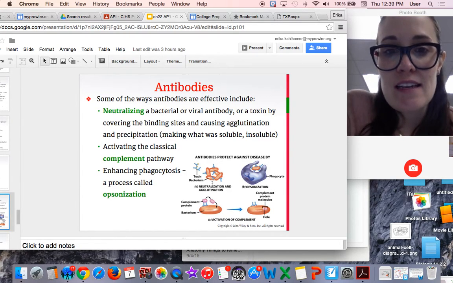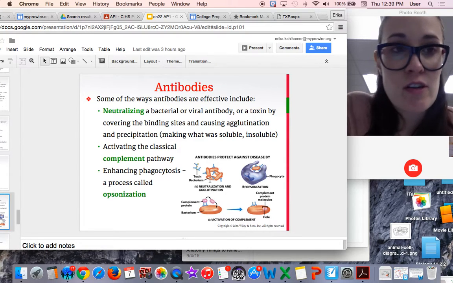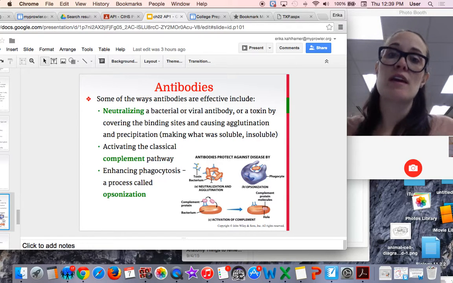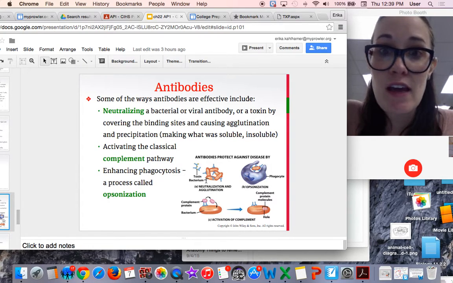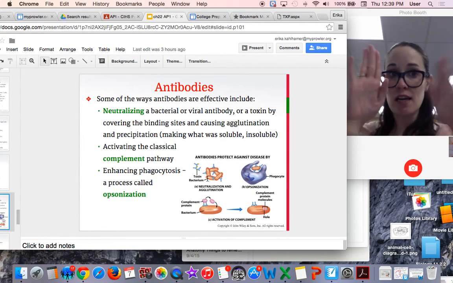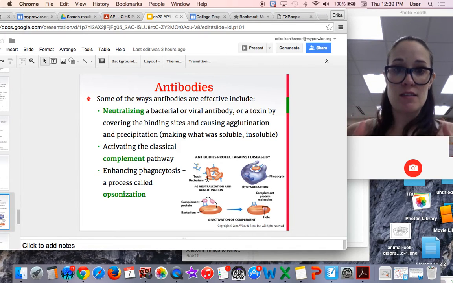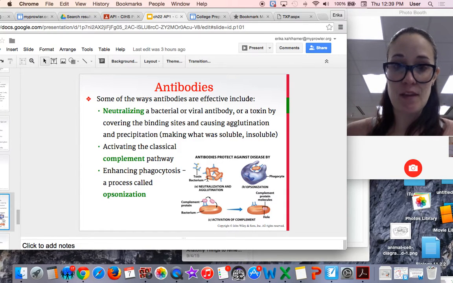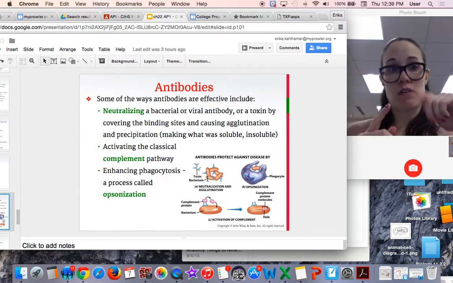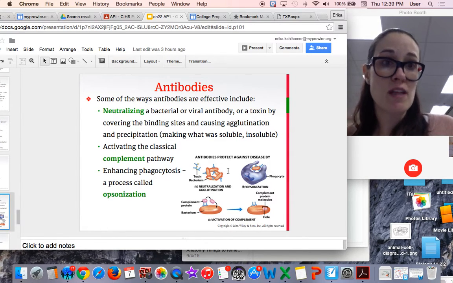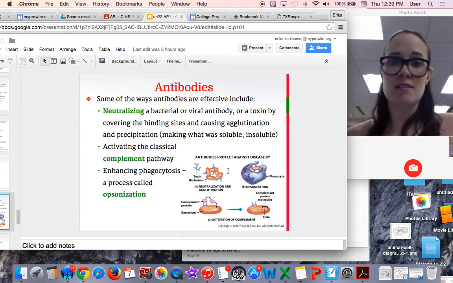So neutralizing, how they do it. Here the bacterium is the orange oval, and the antibodies are the blue Y's. They can essentially hook together, causing agglutination. That's when the antibody hooks to the antigen, click, click, click, and it causes this bacterium to be neutralized. Normally it was soluble, suddenly it's insoluble. So when it's in that form, it's more likely to be found by phagocytic cells or other cells that will just come and destroy it.